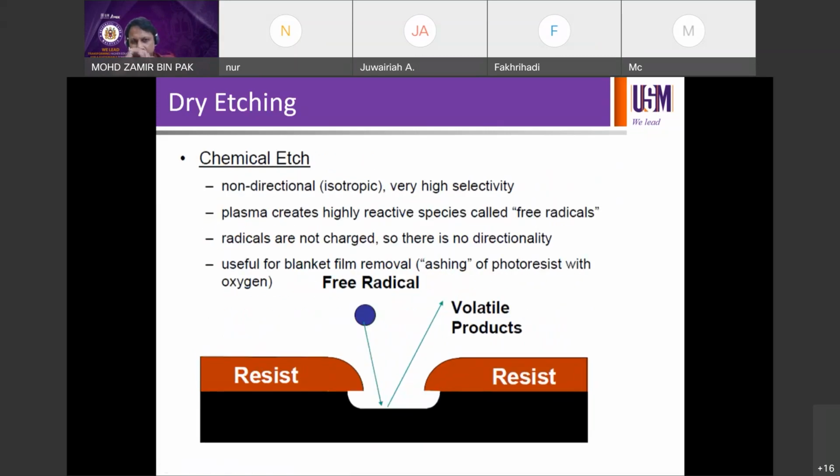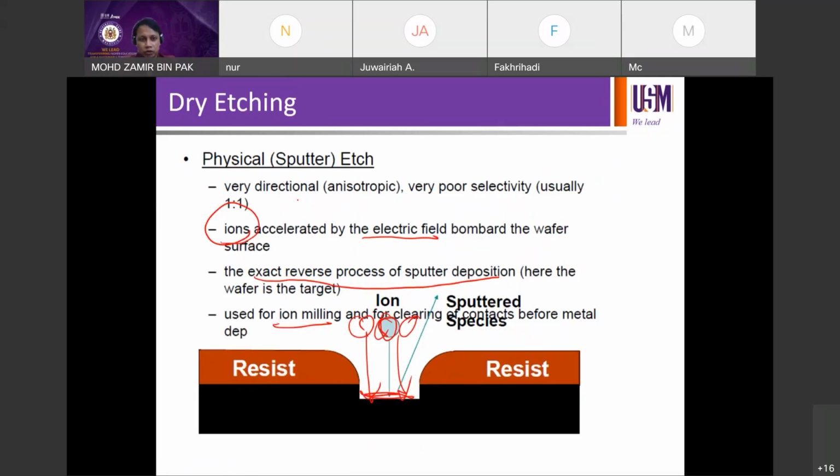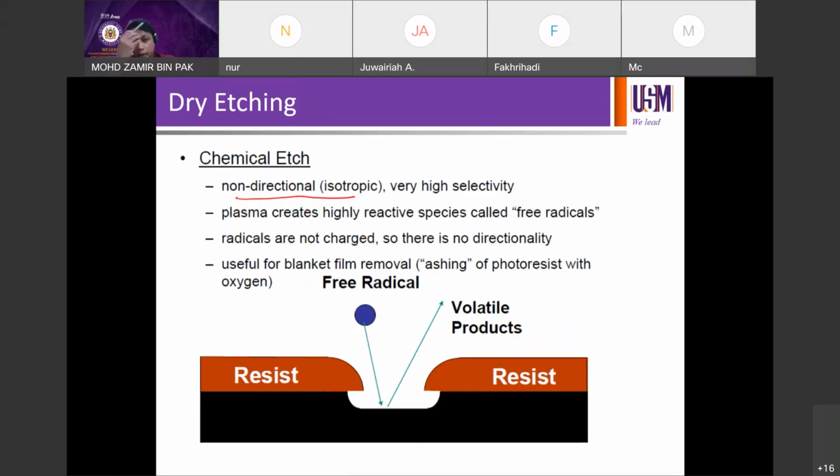The second one is chemical etch, which is non-directional or isotropic. The first one was anisotropic, physical. And chemical is isotropic, so that means the etching rate is equal in all directions, just like what we discussed during wet etching. So very high selectivity. You can see the removal here. Nampak kan dia remove rounded punya area macam kita discuss waktu wet etch hari tu. So it attacks all angles with pretty much similar etch rates. Plasma creates highly reactive species called free radicals. Radicals are not charged, so there's no directionality.